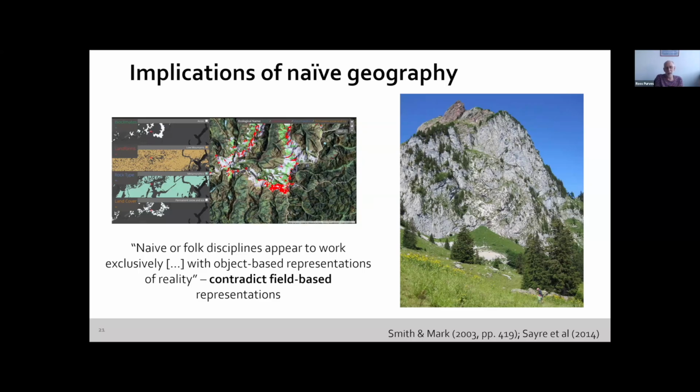That's very typical of naive or folk disciplines that seem to work with these object-based representations that contradict more continuous models like we can see here. These are the global ecological land units, based on things like bioclimate and landform, where we have continuous fields representing space, right? That's quite important if we want to model things, because remote sensing data, for instance, is predominantly field-based representations. And if we want to turn that into something that's similar to how people think, we probably have to turn it into an object-based representation.